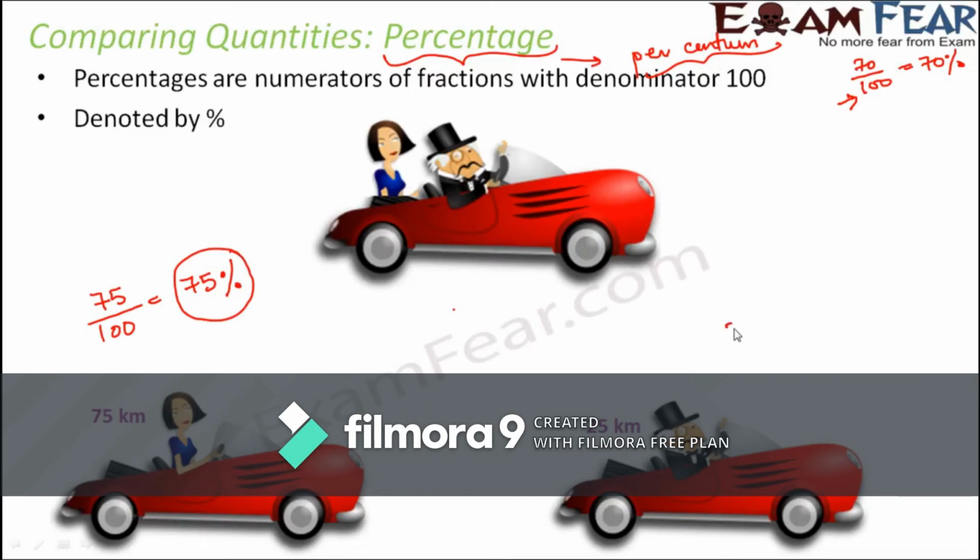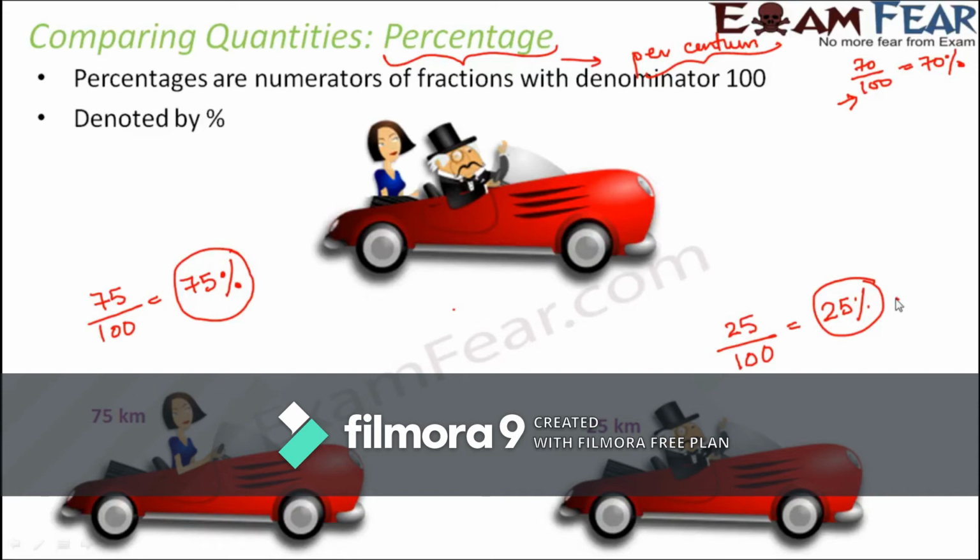Similarly, if you talk about Mr. Smith, he covered 25 kilometers out of 100 kilometers, which is 25%. So 25% of the distance was covered by Mr. Smith and 75% of the distance was covered by Mrs. Smith. So when we make use of percentage, it becomes more generalized.